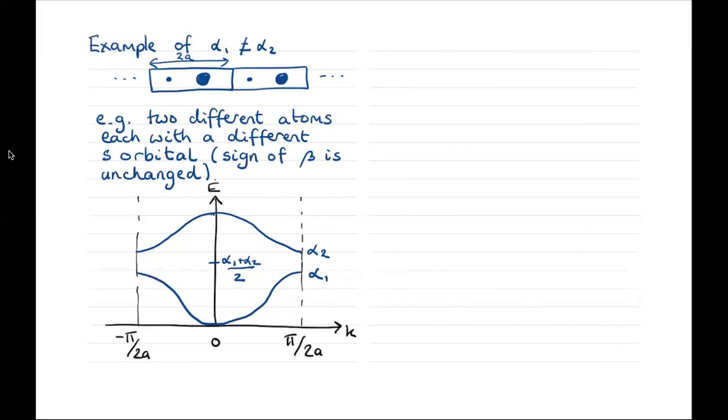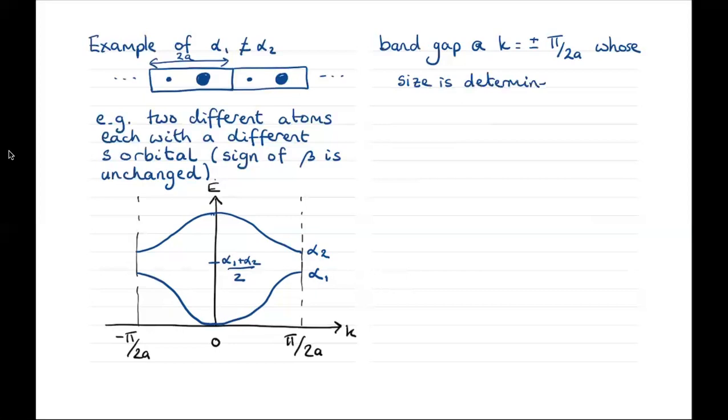Most noticeably, we now have a band gap, an additional band gap at k equal to plus or minus pi over 2a, whose size is determined by the energy difference between atoms 1 and atoms 2.